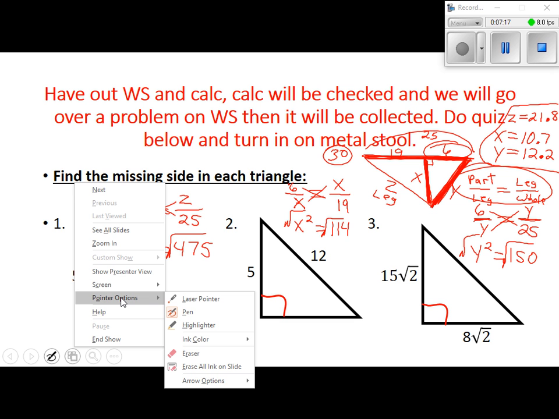I'm very confused. On what? On the quiz. Some of the Pythagorean triples.